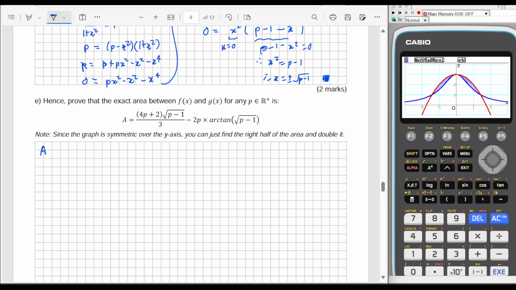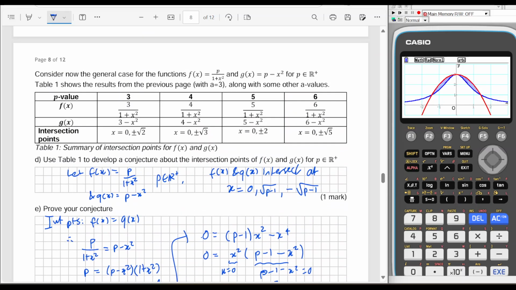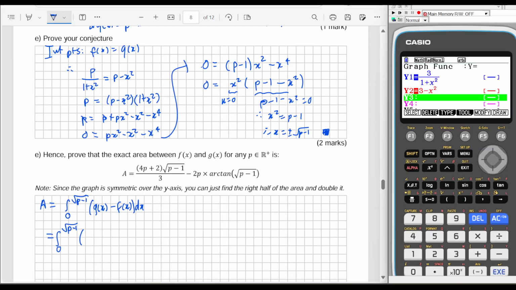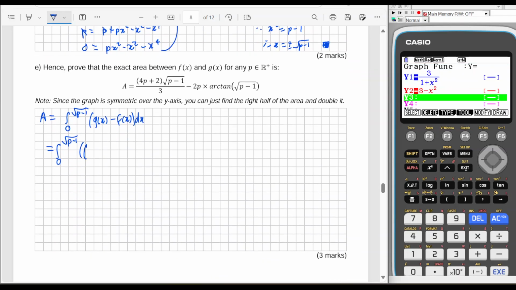So that would tell you that area is the integral from 0 to the intersection point, root of p take 1, of, I think g of x is actually on the top here. Yes, it is. The red one's on the top. So this will be g of x minus f of x. Okay, now we can put in all the things we have. So this is 0 to root of p take 1. g of x was the red function, p take x squared. And I'm going to be taking away p over 1 plus x squared.